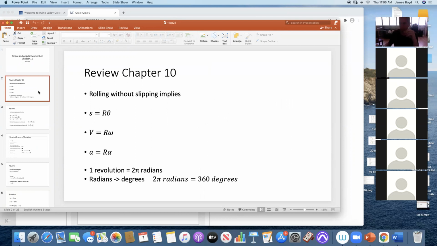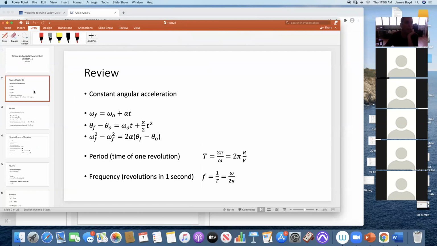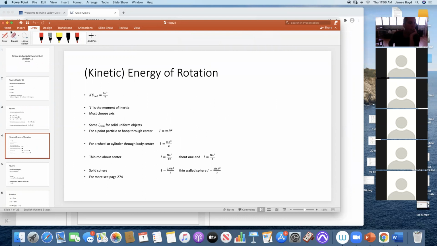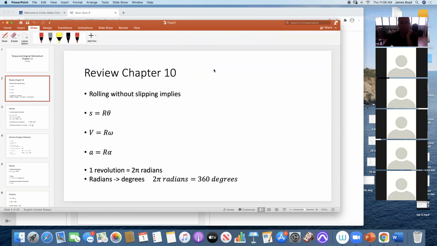The first thing that we learned is that if something's doing what's called rolling without slipping, what that means is if it's on a surface, as it rolls, the distance it travels in one rotation is equal to the circumference. So that has to be true. Otherwise, we wouldn't be able to figure it out, because if it was sliding, there'd be some weird acceleration.